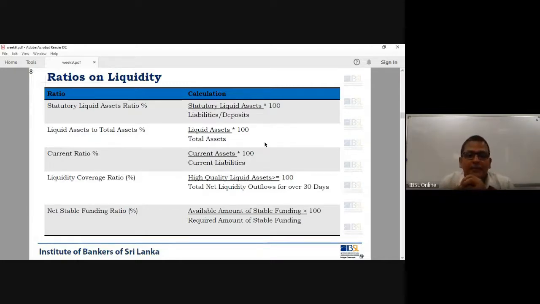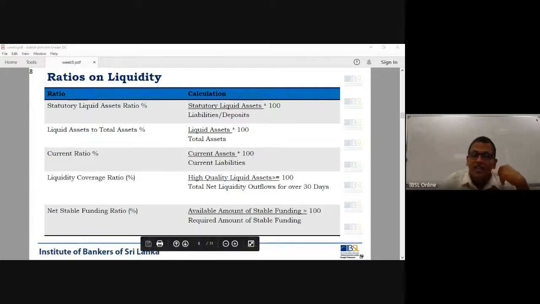So here, that is the ratio. First we are explaining that the statutory liquid asset ratio is calculated as statutory liquid assets divided by the liabilities, if it is a commercial bank. If it is a specialized bank, we have to divide by the deposits and multiply by 100. This is the way we calculate the statutory liquid asset ratio.